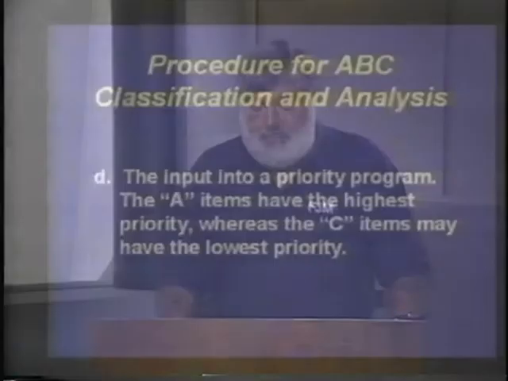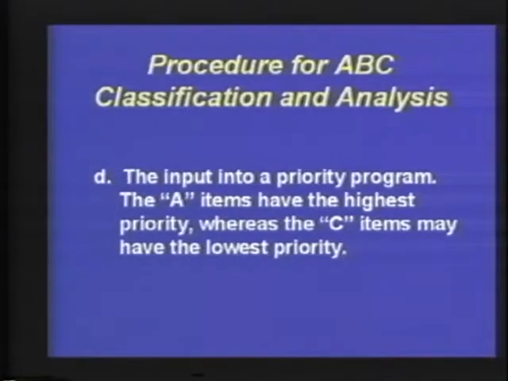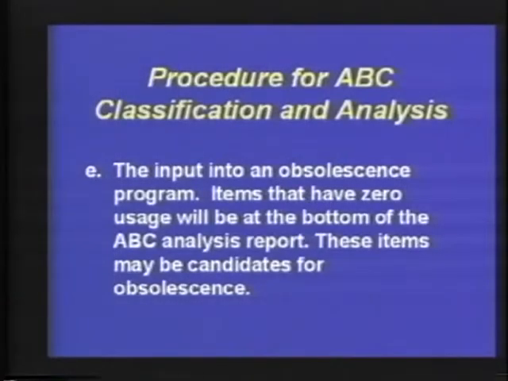D is the input into a priority program, and that basically pertains to processing, receiving orders, or filling orders from the storeroom. The concept is the A items should be processed first, followed by the B, and last followed by the C items. And the last input is into the obsolescence program, where anything that is zero usage, as I said before, is going to be at the bottom of your ABC analysis listing.